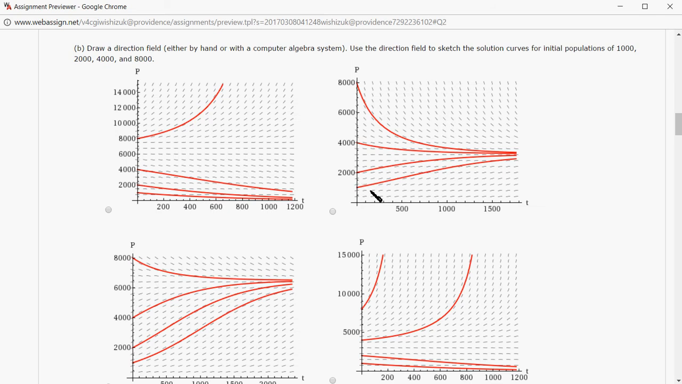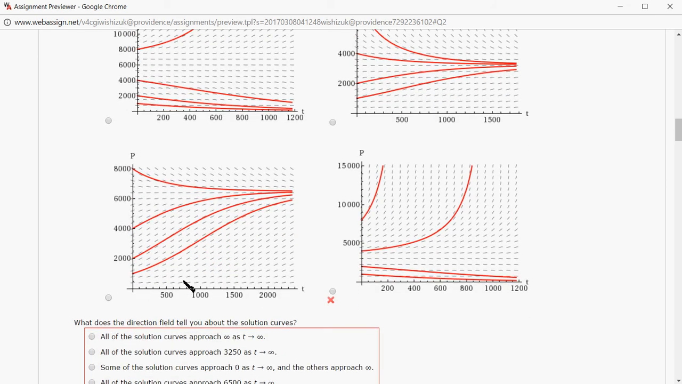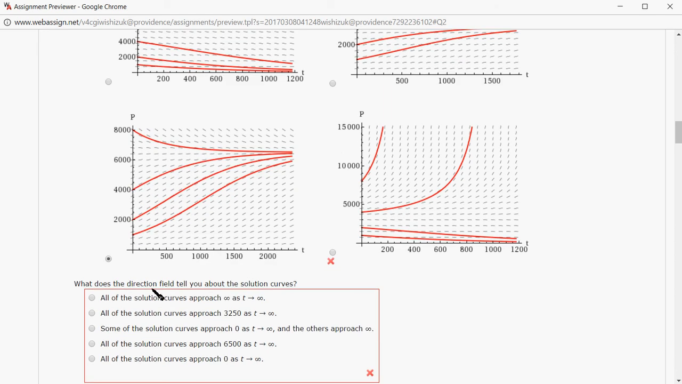Let's see if we can find this similar one. Let's say 6,500 around here, going up like that. So it's probably this one right here. Then, what does the direction field tell you about the solution curves? All the solution curves approach infinity. That's not true. All solution curves approach 30 to 50. I don't know where they got that number. And some of the solution curves approach 0. No, all of the solution curves approach 6,500, and it looks like it. Yep, so I'm going to choose that.